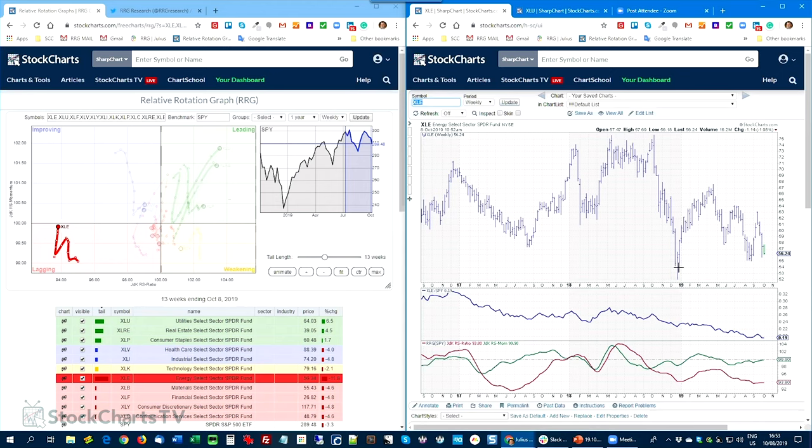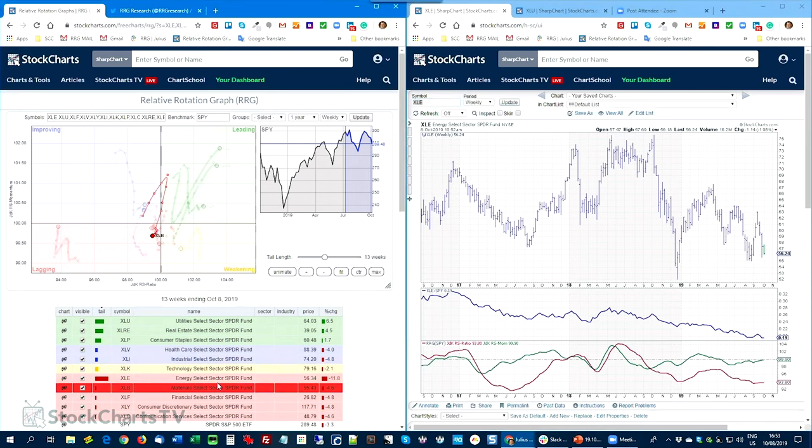If we look at the price chart here, especially the relative strength, we see that this is deteriorating further. This is a solid downtrend, and this is just ticking up. I think we will see more weakness, maybe a little bit of improvement in the short term, but in the long term, I don't really like energy all that much.